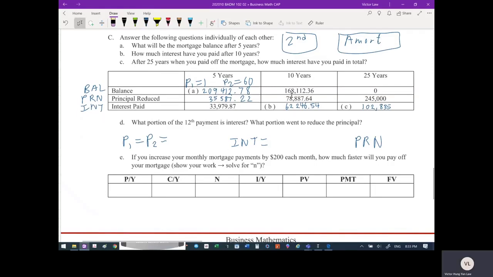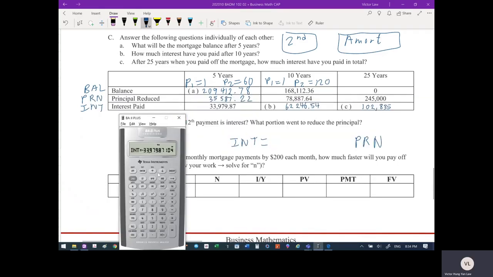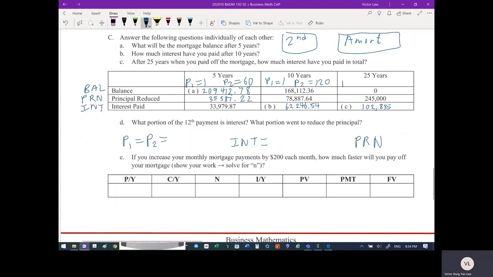We do the same for 10 years. P1 is 1, and P2 is now 120, because 10 years is 120 months, so 120 periods. All we do is change P2 to 120, and then go down to BAL. You get 168,112.36. Go down to PRN, you get 78,887. Then INT, the total interest you paid for the first 10 years, is 62,246.